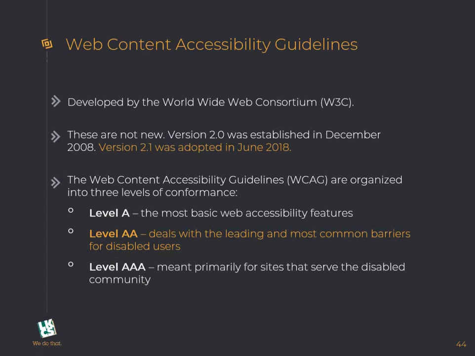So you've all heard this most likely, but there are the Web Content Accessibility Guidelines that you need to follow. They've been developed by the World Wide Web Consortium. They're not new. Version 2 has been out since December 2008, and version 2.1 was adopted in June of 2018. These WCAG guidelines, as they're known, are organized into three levels. There's level A, which is the most basic level of web accessibility features. There's level AA, which deals with the most common barriers for disabled users. And there's level AAA, which is really meant for sites that are meant to serve the disabled community. And it's level AA of version 2.1 that's the standard that you should be striving to achieve with your website.